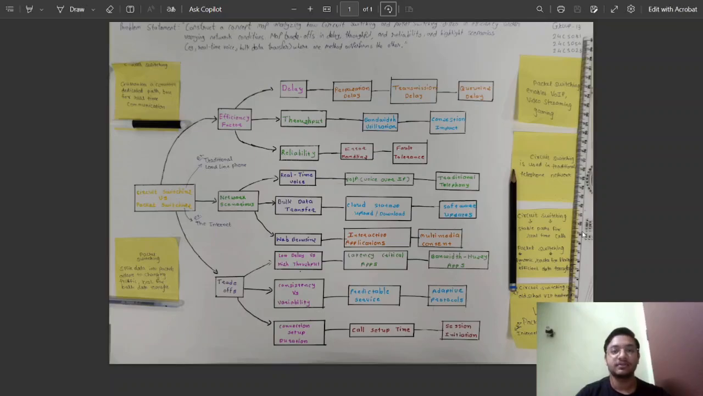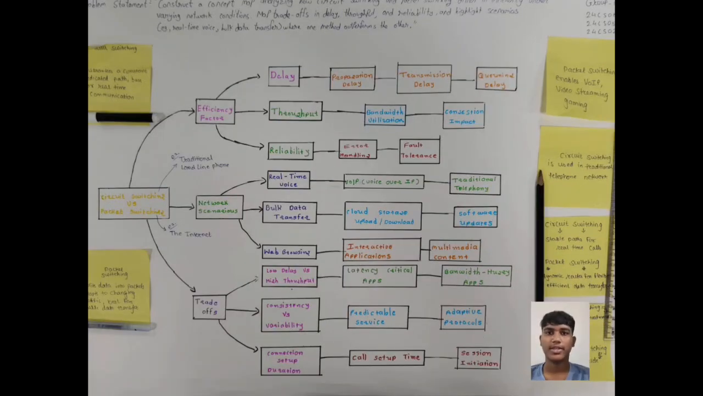Thank you. Hello, my name is Prince, and our problem statement is packet switching versus circuit switching. While working on this activity, we also reflected on what we learned. At first, we had a misconception. We thought packet switching always leads to more delay, but then we realized that this is not always true.